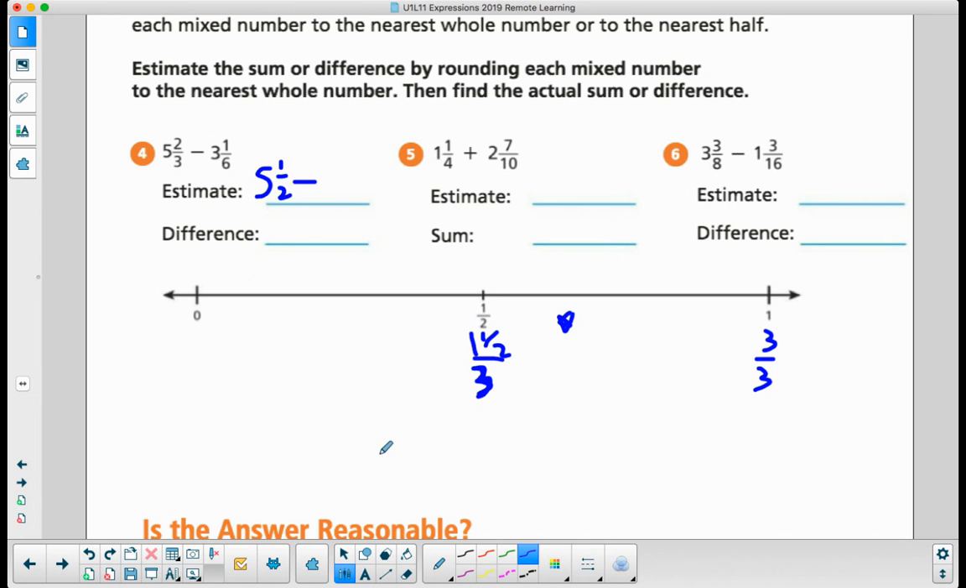Now 1/6. Half of 6. And to find half of something, we're dividing by 2. Half of 6 is 3. So 1/6 is 1/6 from 0, but 2/6 from a half. So it's closer to 0. So 3 and 0 are just 3. 5.5 subtract 3 is 2.5.